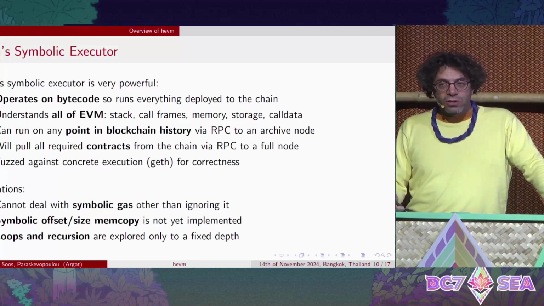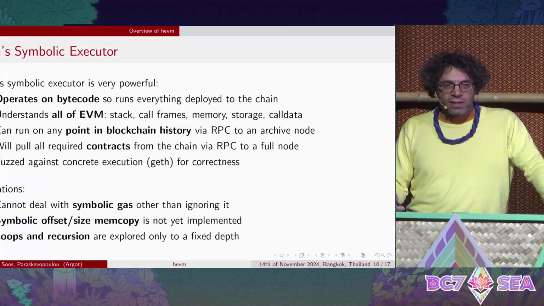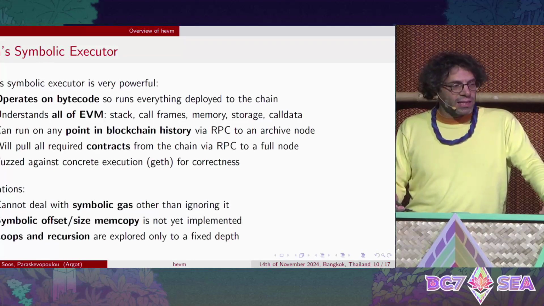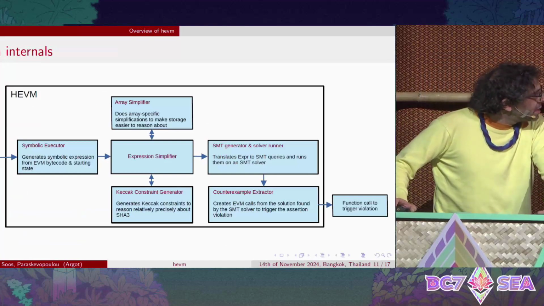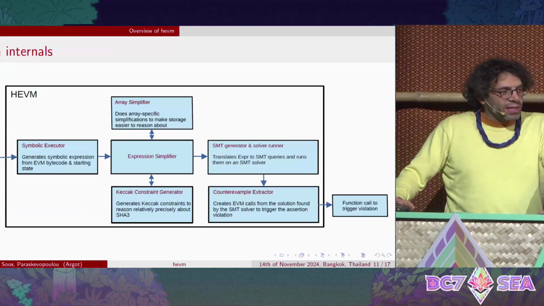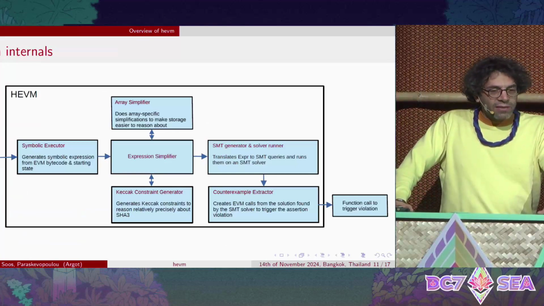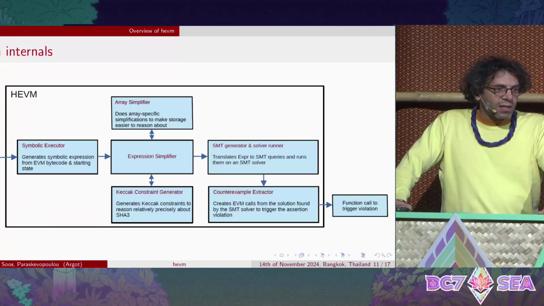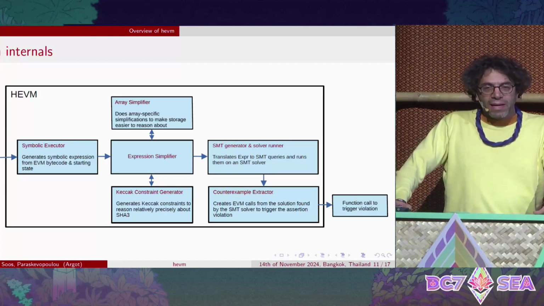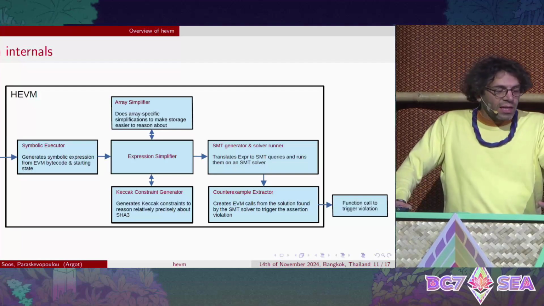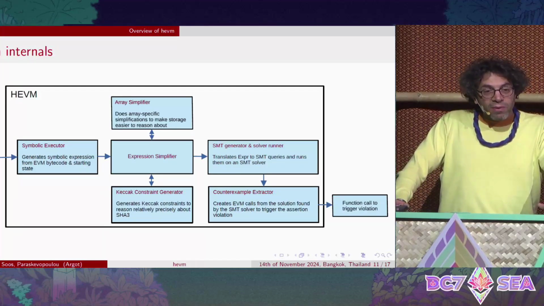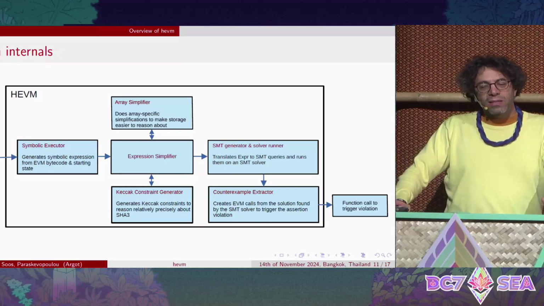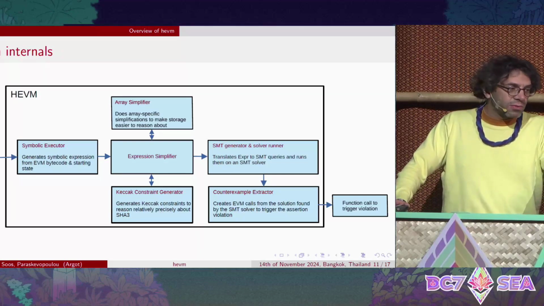In concrete execution, of course, it understands gas and will deal with it, and so Echidna will be running correctly in that sense. So just a bit of the internals. Maybe this is a little too small, but basically it takes as an input the EVM bytecode. Then it will step-by-step execute it and branch if necessary to build an intermediate representation.